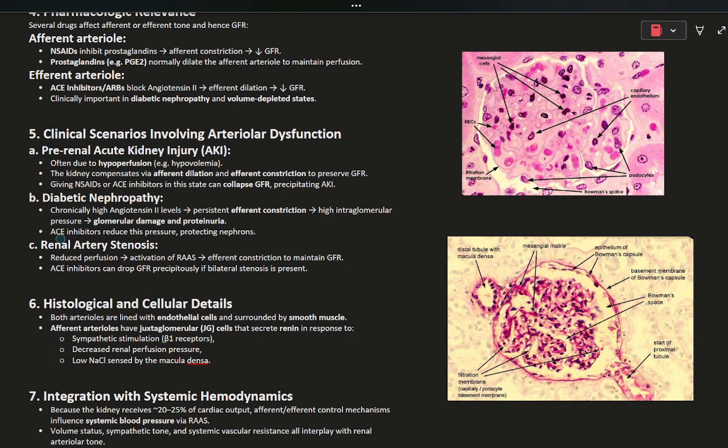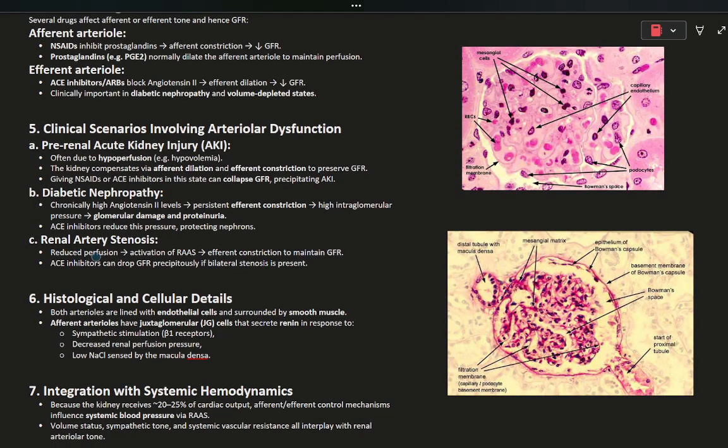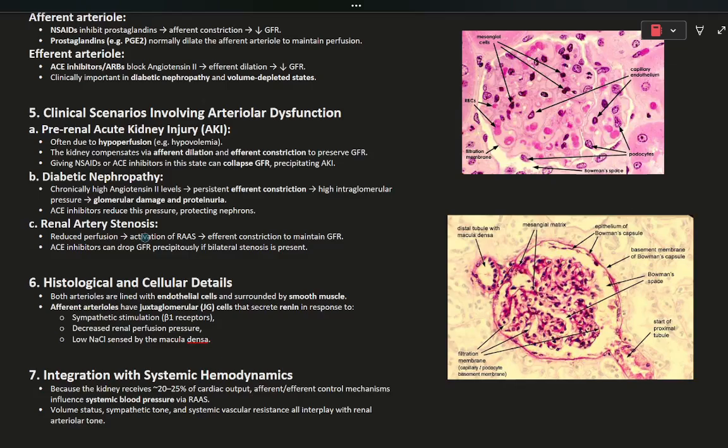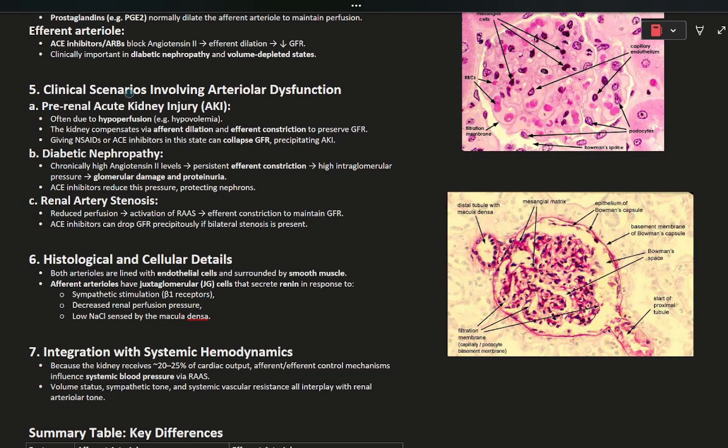And we also have this thing called renal artery stenosis, where the reduced perfusion to the nephron is going to trigger the activation of the renin-angiotensin-aldosterone system, which leads to constriction of the efferent arteriole to maintain GFR. On the other hand, if someone is prescribed ACE inhibitors and also has renal artery stenosis, this can be dangerous in that ACE inhibitors can drop GFR precipitously, especially if bilateral renal artery stenosis is present, and a significant drop in GFR can thus lead to acute kidney injury. So, those are some clinical scenarios to keep in mind.